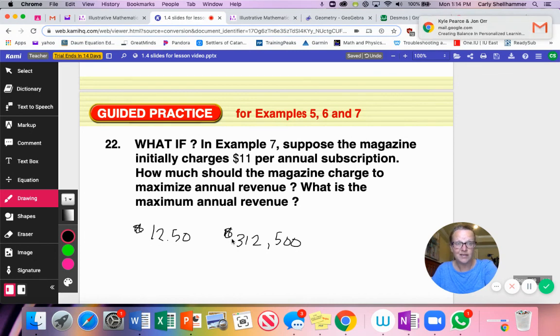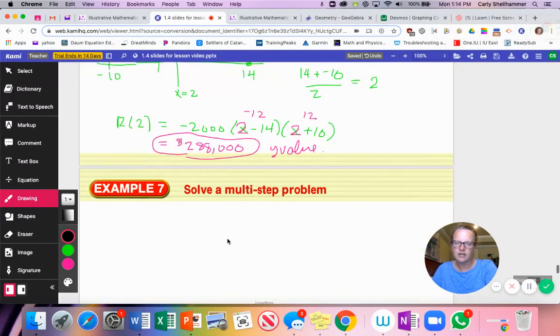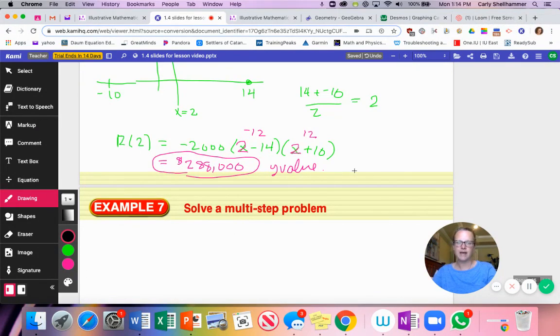Okay, I'm going up for a second, hold on. So we didn't finish this. That is the maximum, but that's going to be at a ticket price of $12. Not ticket, subscription price.